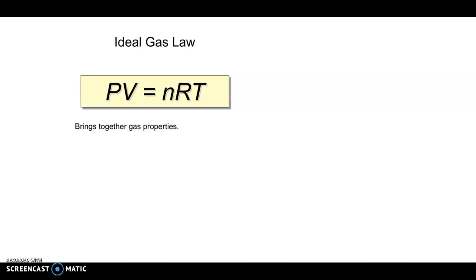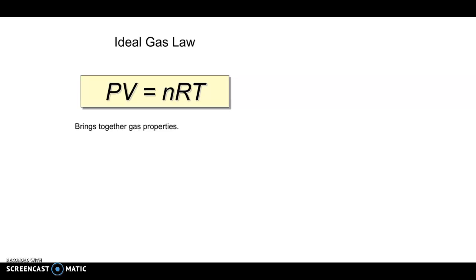I know you're excited to know that we are starting Ideal Gas Law. It's the last gas law that we will be looking at. This is the Ideal Gas Law because it's looking at all of the conditions where they're not changing in gases, and it brings all of those gas properties together. So our formula for ideal gas law is PV equals nRT.